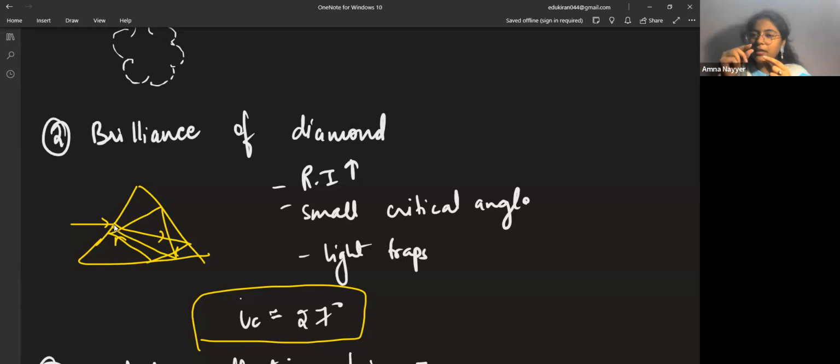So that sparkling which we see is actually because of total internal reflection, all the light rays are moving. Even a very glittery surface, you must have seen. Diamonds are also like this. They glitter, they shine. That brilliance, that sparkling of diamonds, is because the light rays are getting internally reflected from all the walls. Fine, so this is one example. Refractive index increases, critical angle becomes small, light traps. I have just written words, that's why I'm saying do read it from NCERT.